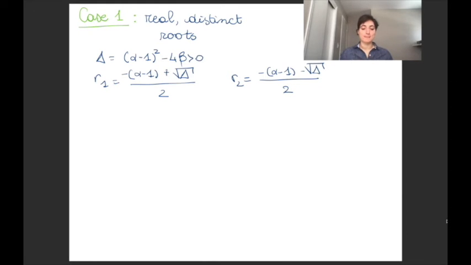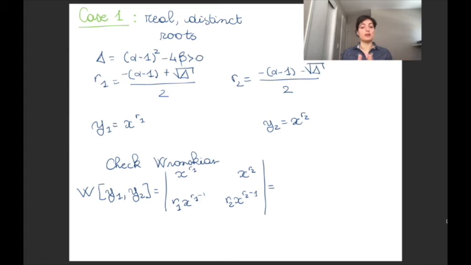And we look at what happens in the standard three cases that we have already discussed for the characteristic equation. What happens when we have real distinct roots, what happens when we have real roots but only one, and what happens when we have complex distinct roots. So let's start with case one. What happens when we have real distinct roots? Well, that means that the discriminant of the quadratic equation, that is alpha minus 1 to the power 2 minus 4 beta, is positive. So we have a value R1 and a value R2. We have that y1 equal x to the power R1 and y2 equal x to the power R2 are both solutions of our ODE. Let's check the Wronskian to be sure that they are independent.